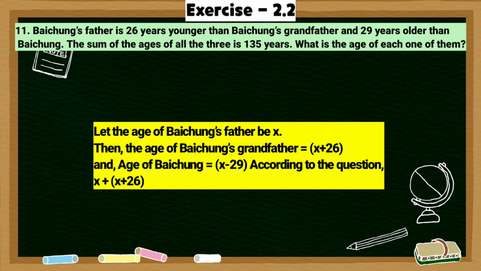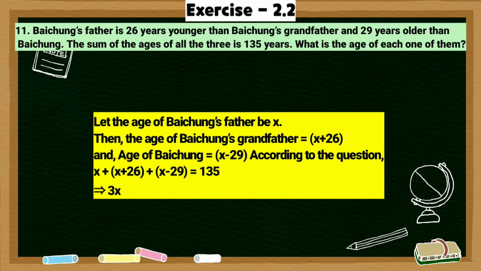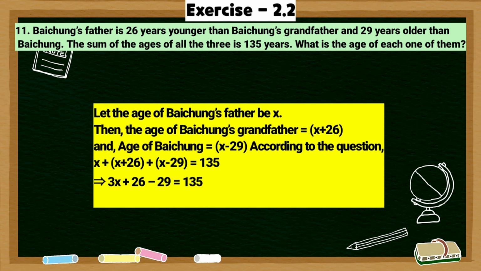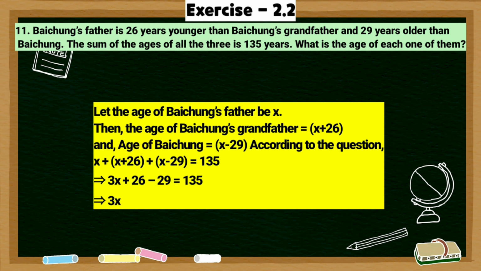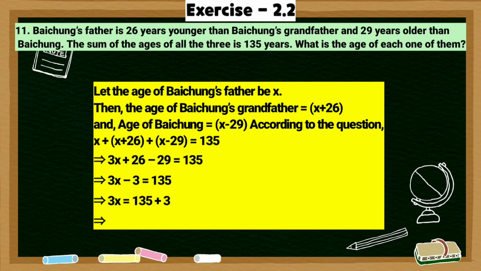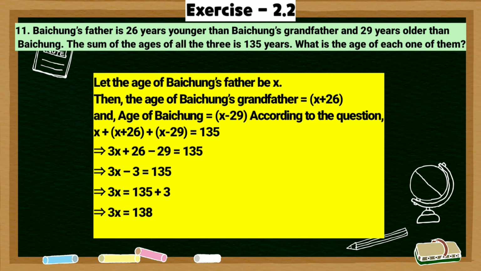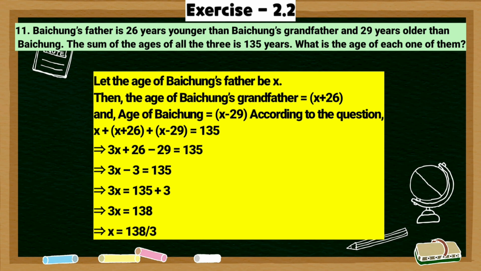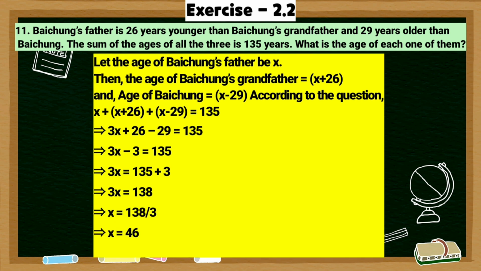So x plus 26 plus x minus 29 is equal to 135. x वाले टर्म को ऐड करेंगे 3x मिलेगा, नंबर पार्ट को ऐड करेंगे 26 minus 29 is equal to 135. So 3x minus 3 is equal to 135. Now 3x is equal to 135 plus 3, 3x is equal to 138. Now x will be equal to 138 divided by 3, that is equal to 46.